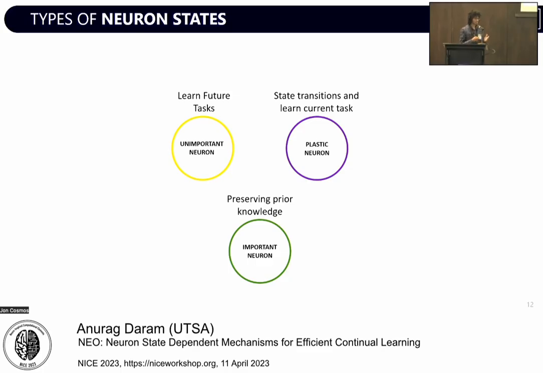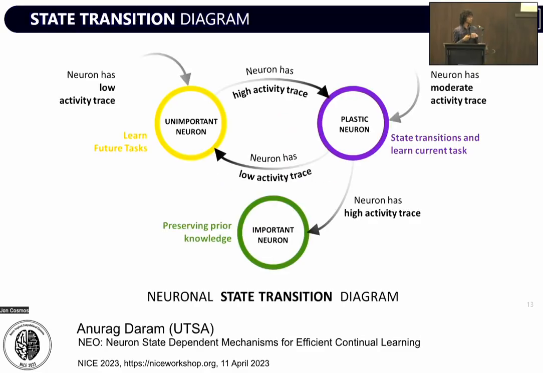For the unimportant state, we assume those will be the neurons that will probably be learning future tasks. And a plastic neuron is a neuron which is learning the current task and will transition either to the unimportant or the important state. And the important neuron is a neuron which is basically preserving, or protecting, the previous knowledge. So this is how the state transition diagram looks.